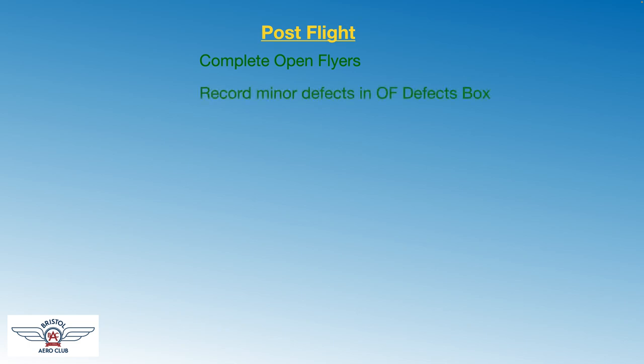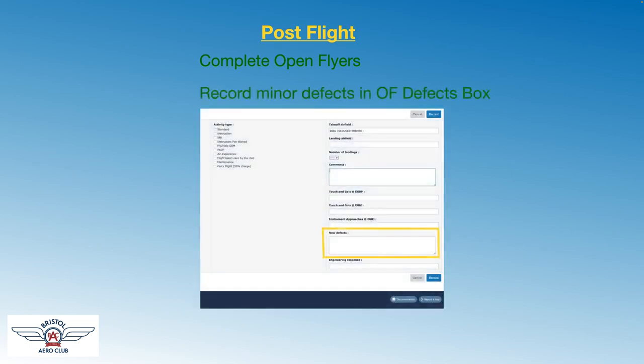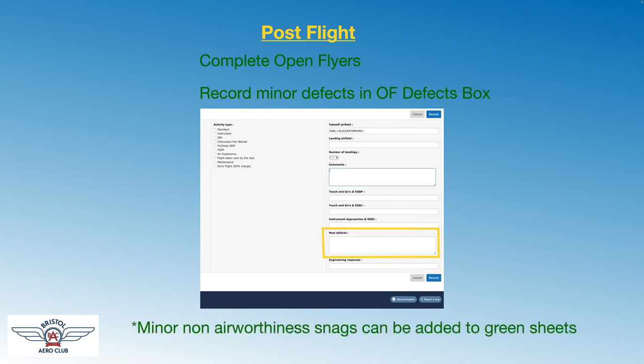So we've done our flight and we come back. First thing we do is complete Open Flyers. If you haven't already seen the instructional videos for that, have a little look at those. And then any minor defects, always record. We can record that in the Open Flyers defect box, and also drop a text to Russ, our engineering officer. You can also add those to the green sheets as well. There's no issue with that whatsoever.